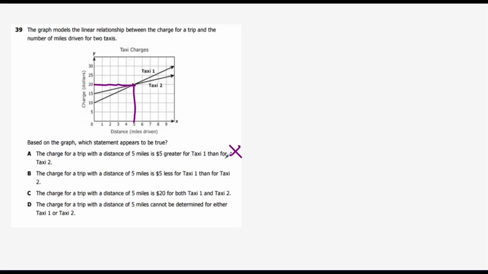So can the cost for taxi 1 be more than taxi 2? No, because we just said they're the same. Can the charge for taxi 1 be $5 less? No, we just said that they're the same. Charge for both of them is $20 for A and B. Okay, that's what we just said.